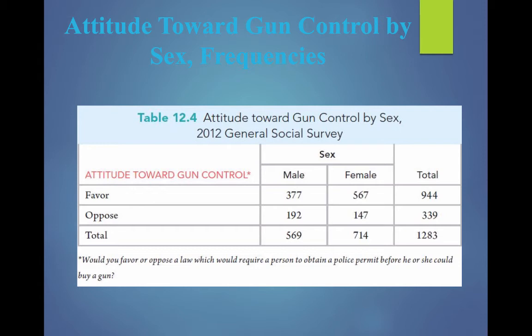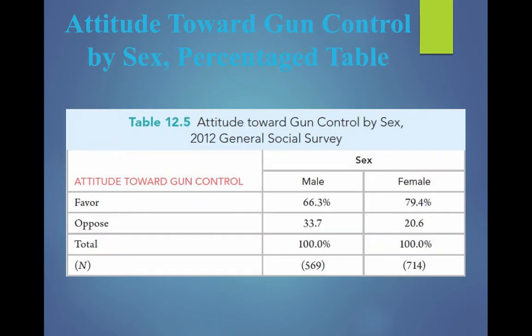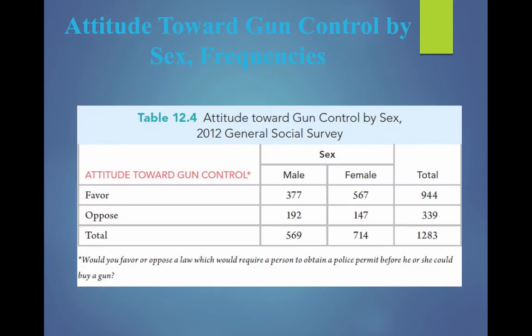The next one is the same kind of deal. You're looking at the same question, but instead it's giving you percentages. Going back here, the question itself is, would you favor or oppose a law which would require a person to obtain a police permit before he or she could buy a gun? We can see just from the frequencies here that more women are in favor than men, and that more people in total are in favor than oppose.